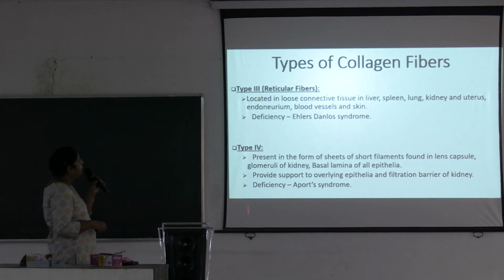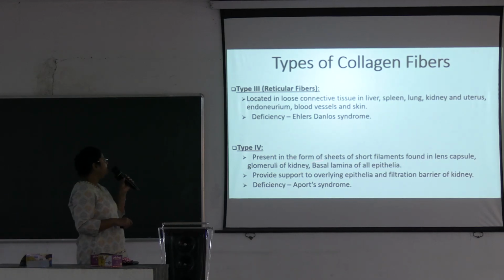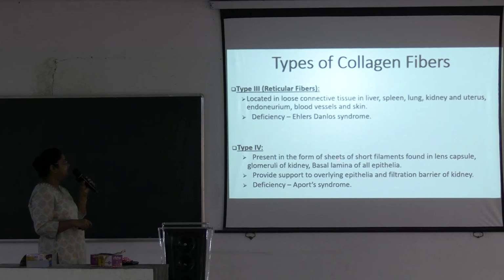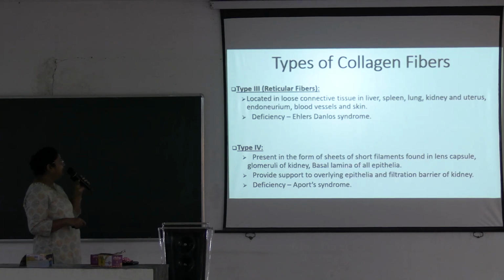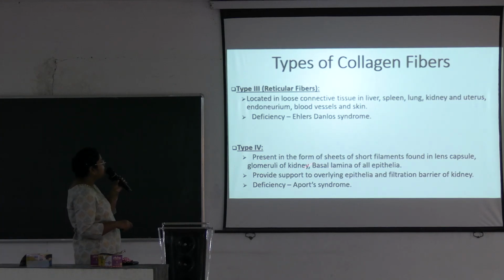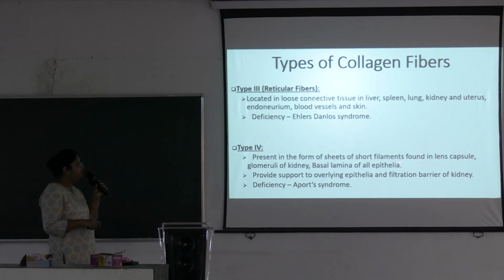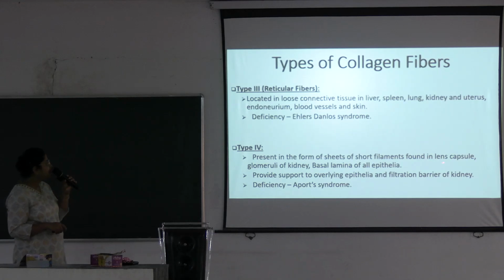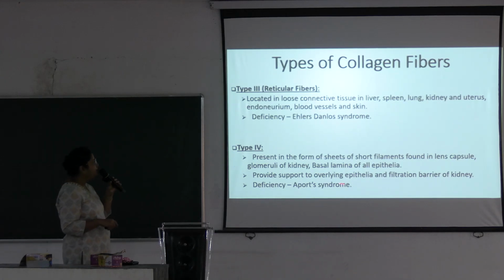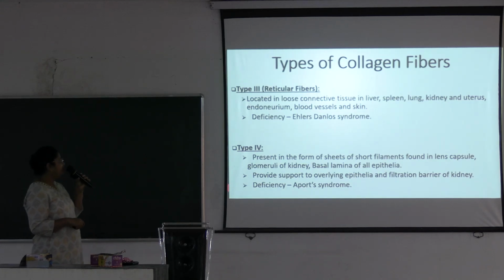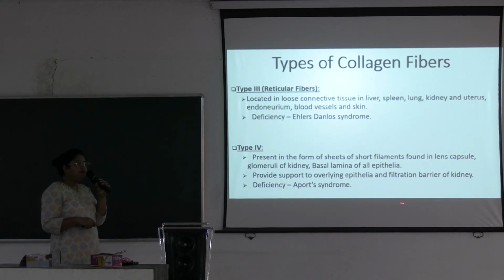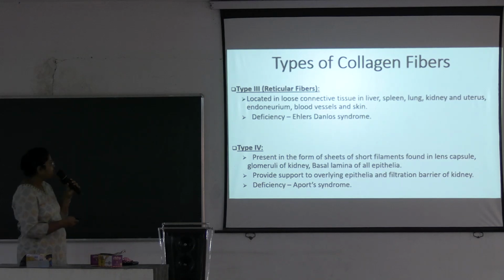Next is type 4 collagen fibers. They are present in the form of sheets of short filaments and found in the lens capsule. Okay, and they are also located in glomeruli of kidney and the basal lamina of all the epithelium. They provide support to the overlying epithelia and form the filtration barrier of the kidney. And deficiency will lead to Alport's syndrome. Okay. Next.